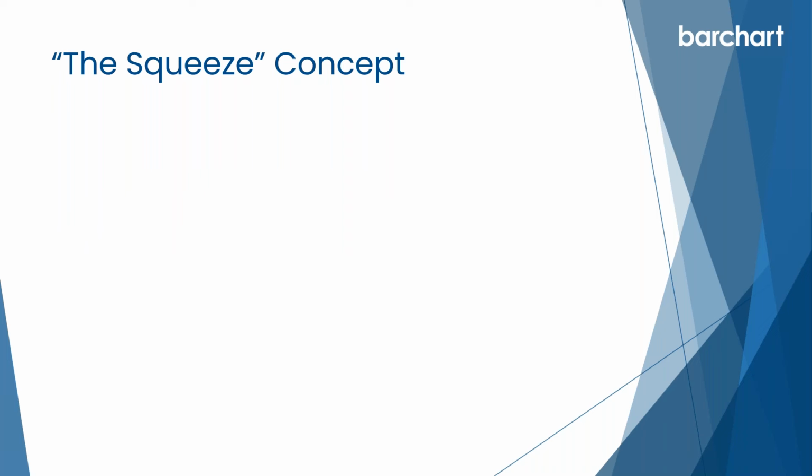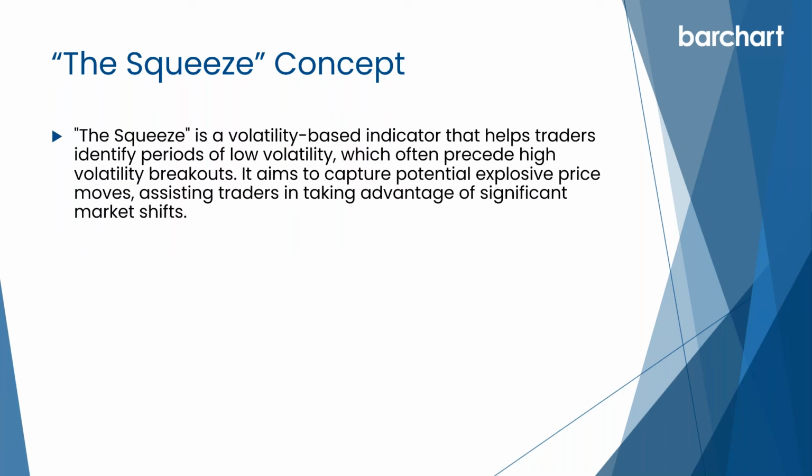The concept behind the squeeze revolves around volatility, right? Volatility-based indicators help us identify low volatility, and these low volatility events often precede high volatility breakouts. The aim is to capture the potential explosion in price, using these volatility indicators to find those significant market shifts.